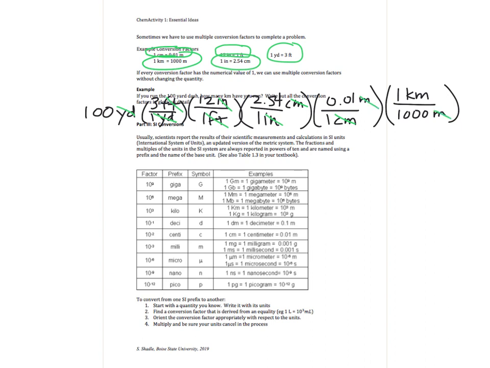Now, notice that the only unit I have left is kilometers, which is good because that's what I want. Remember, I started with my 100-yard dash. I want to know how much it is in kilometers. I've paid attention to my units all the way through. So now all I have to do is put in my calculator 100 times 3 times 12 times 2.54 times 0.01 divided by 1,000. What do I get?